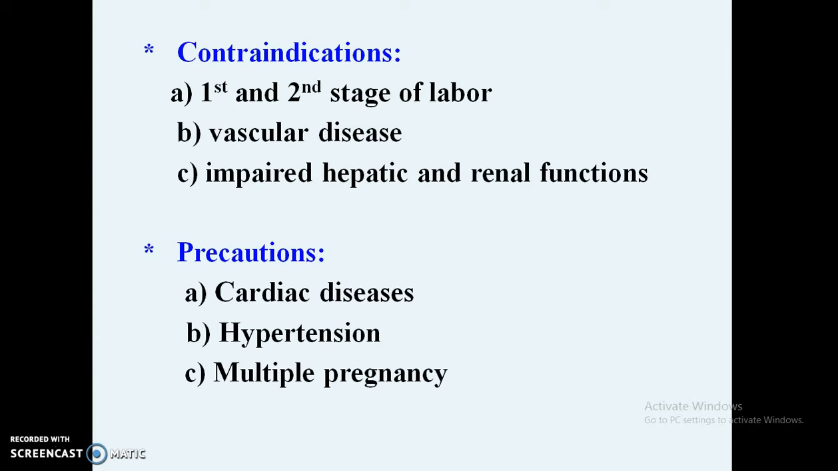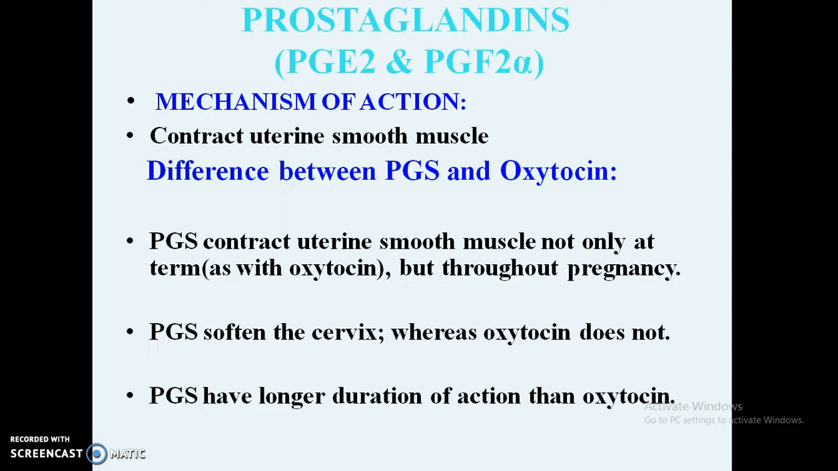Next is contraindications. It should not be given in the first and second stage of the labor, vascular diseases, and impaired hepatic and renal functions. Precautions have to be taken when there is cardiac disease, hypertension, and multiple pregnancy.